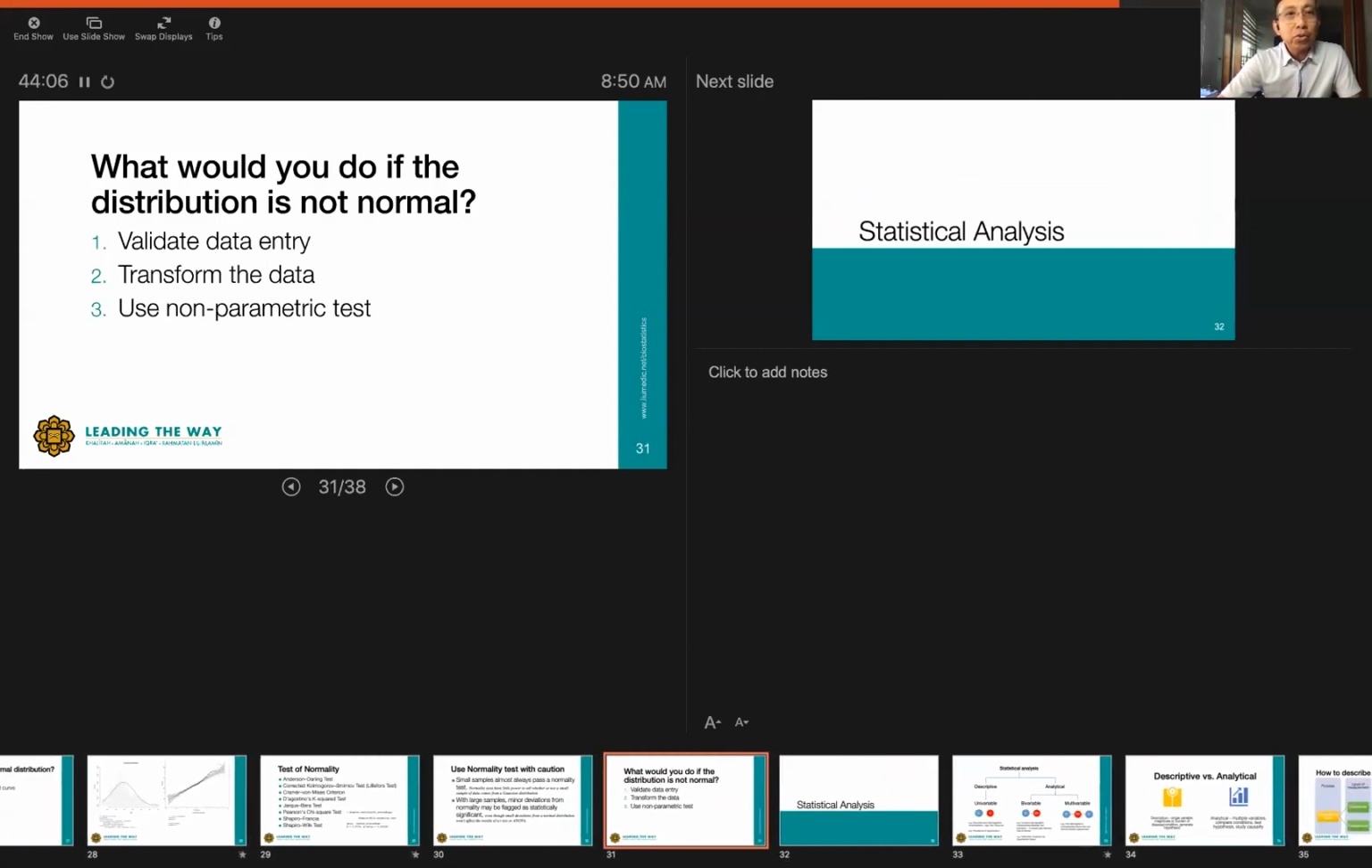Why is it important to determine normal or not normal? What to do if data is not normal? First, you have to validate your data entry. For example, if age is 20 years old, you may have entered 200 years old. So you have to check again whether you entered correctly or not. If the data remain the same, what you can do is transform the data. I can give some examples of how I transform the data and change it from not normal to become normal.